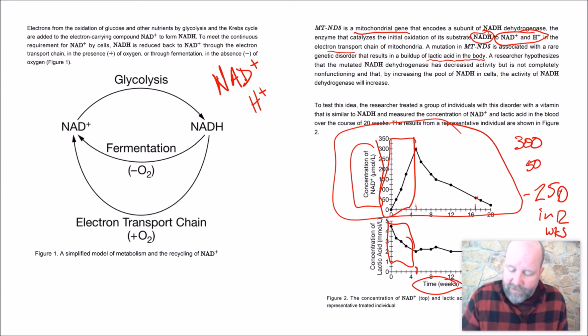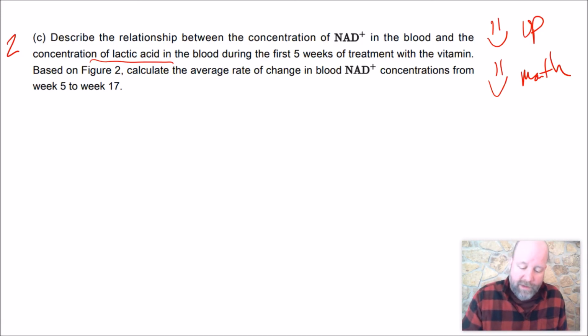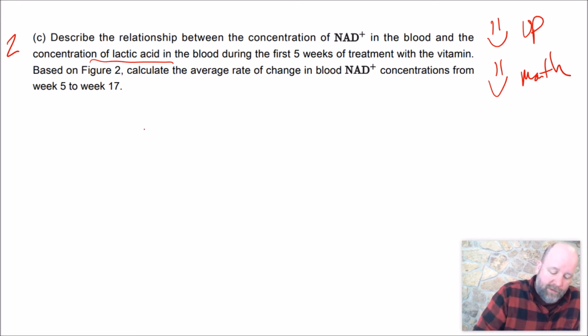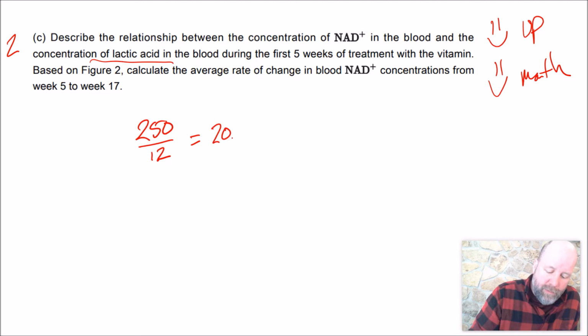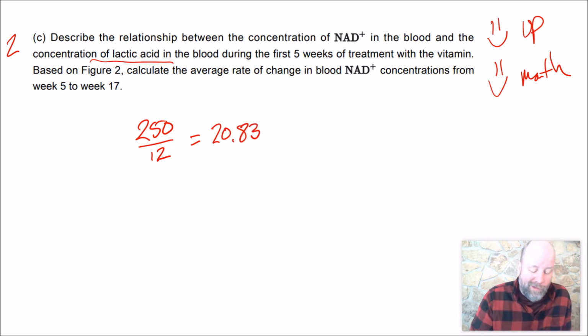Right, 17 minus 5 is 12 weeks. So calculate the average rate of change in blood NAD. So that's just 250 divided by 12. And that equals, I got 20.83. So, sig figs, that'd be more like 21.